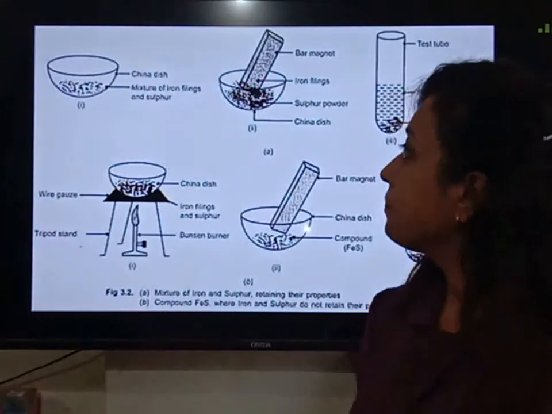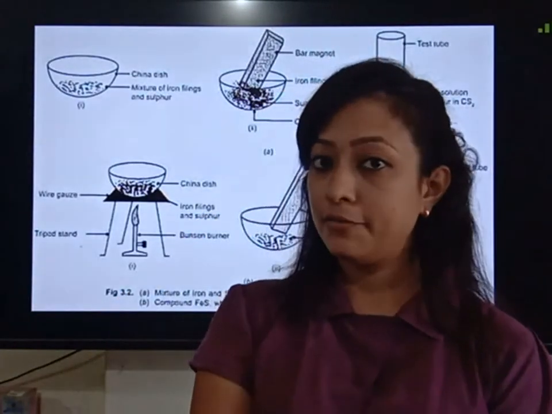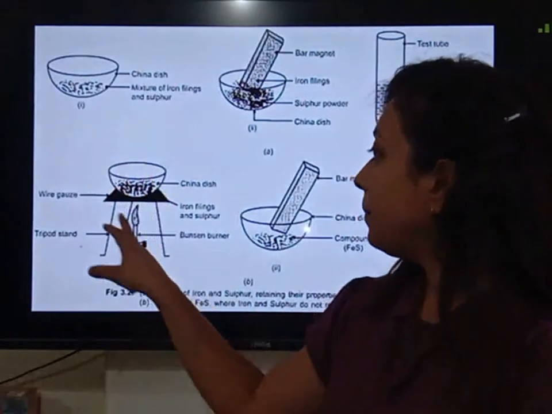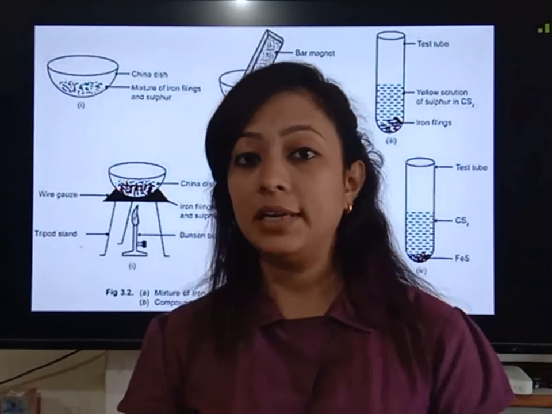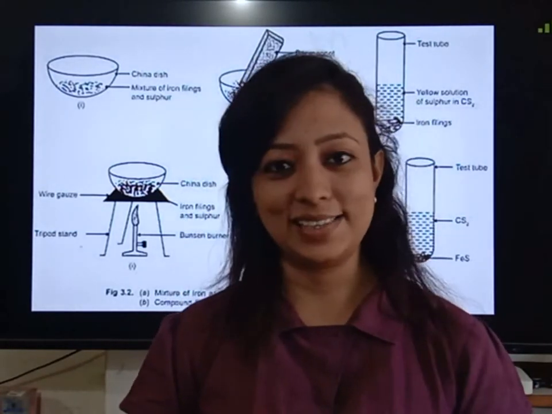Let's see how we will make it. Here in the china bowl we have taken a mixture of iron filings and sulfur in any proportion. But for preparation of the compound FeS, we'll take these two elements in the fixed proportion of their masses.